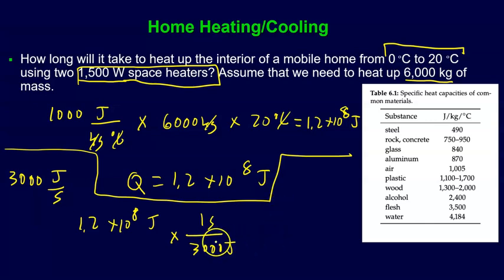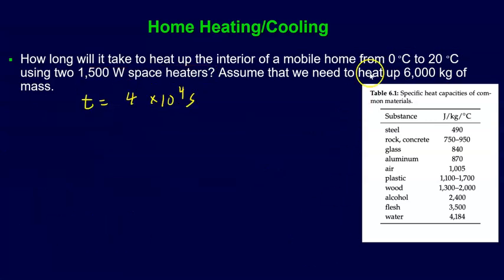And so if I invert this, the joules cancel out nicely, and I'm left over with seconds. When I multiply 1.2 times 10 to the 8th divided by 3,000, I got 4 times 10 to the 4 seconds. Okay, so our answer is 4 times 10 to the 4 seconds.